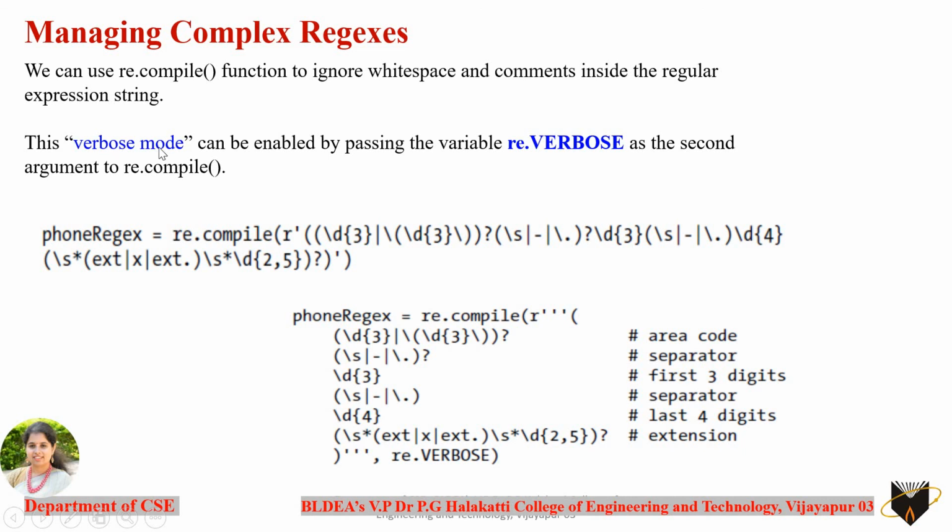So how is it done? This is done with the verbose mode. Verbose mode can be enabled by passing re.VERBOSE, all in uppercase letters. This has to be taken as it is, as a second argument to the compile method. You can see this is one way, which is quite confusing, and this is the other way, where you use re.VERBOSE. What re.VERBOSE does is tell that the pattern needs to be considered by ignoring the multiple spaces and the comment lines, which are part of the regular expression pattern.